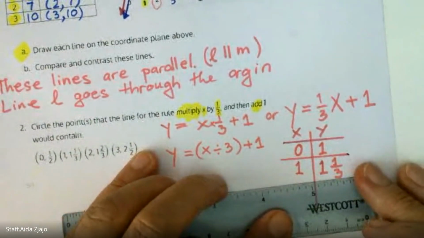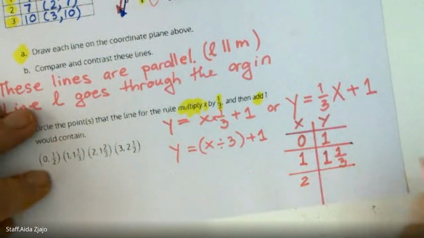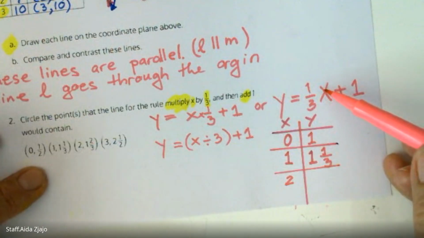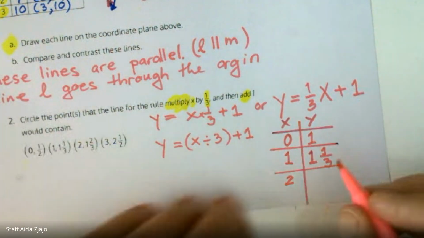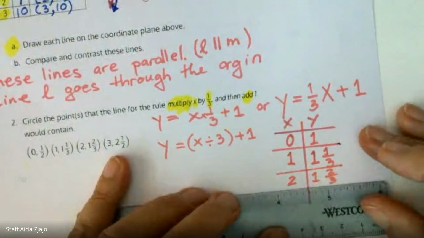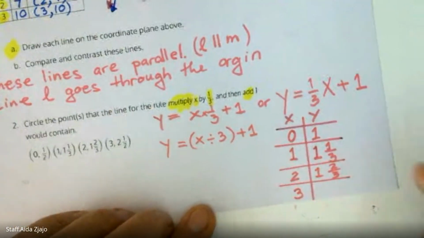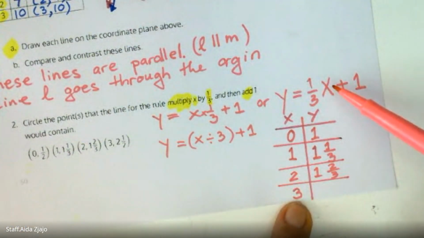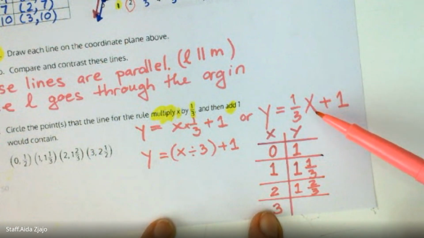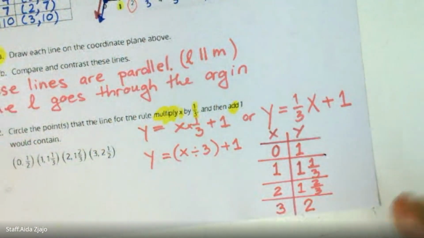So next, if x is 2, so 1/3 times 2 is 2/3. 2/3 plus 1 is 1 and 2/3. Okay, all right. If x is 3, when I think about 1/3 times 3, it's 3/3, and 3/3 is 1 whole. So 1 whole plus 1 more whole would be 2.